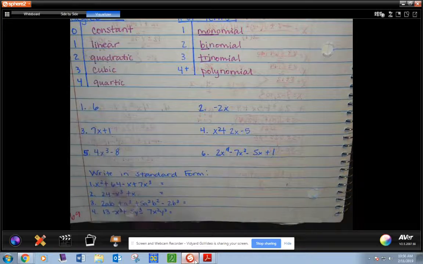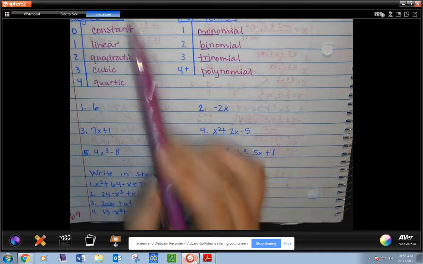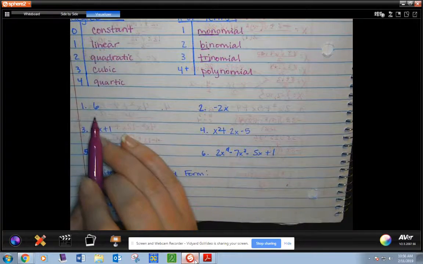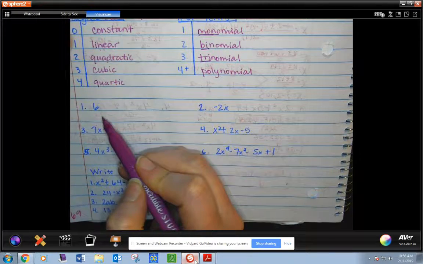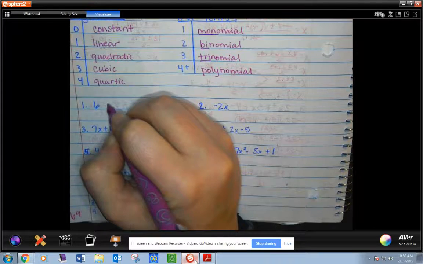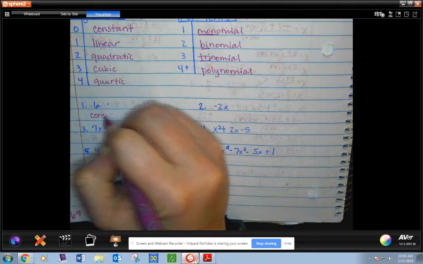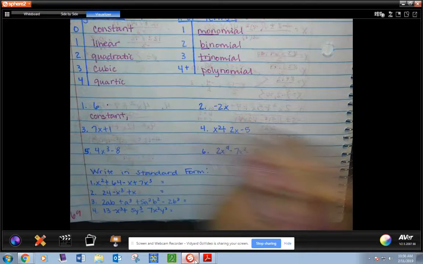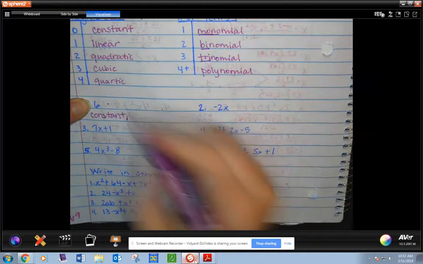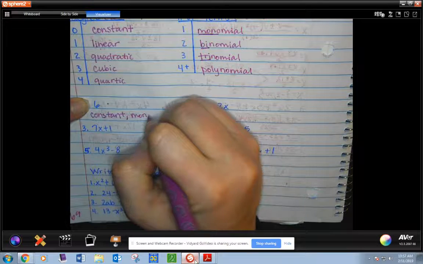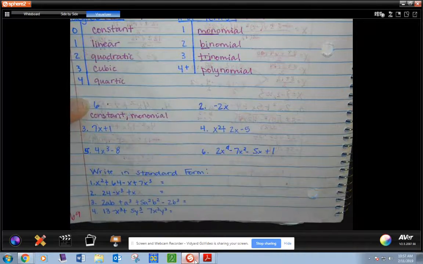Okay, so for my first 6 problems, all we're going to do is classify it. So I'm going to look at this number 1. It's 6. The first thing I'm going to look at is the degree. And remember, degree, you're looking at letters. Okay, there are no letters in here, so I put 0. We're going to call this constant, comma, and now I go and look at how many terms. There's only one thing in this problem, so this would be a monomial. And that's all you have to do.